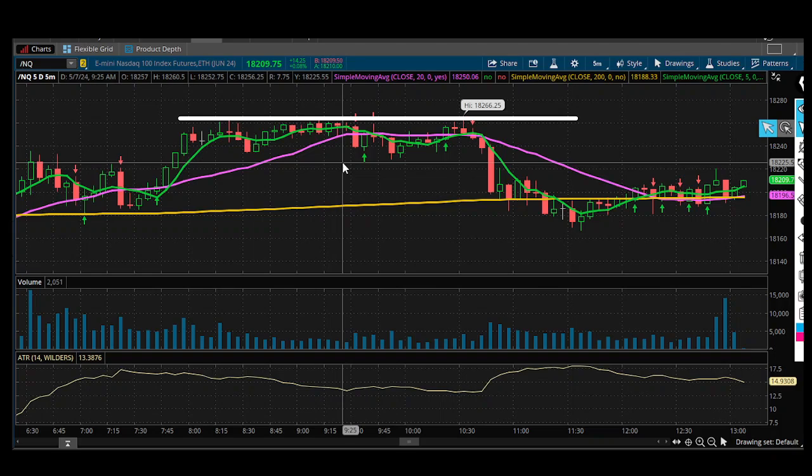And the only reason why I'm saying 5 points, again, is because it's an easy number to remember. You can go 2 points, 3 points, but again, remember, if you were going 2 or 3 points, you would have been stopped out. So 4 points, 5 points, 6 points, 7 points, it doesn't really matter. Or you can use the close of that candle.